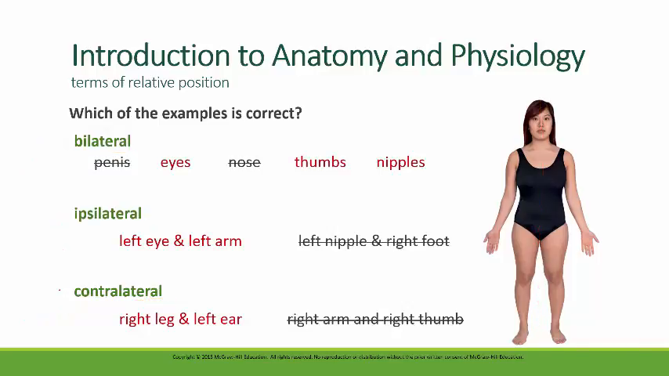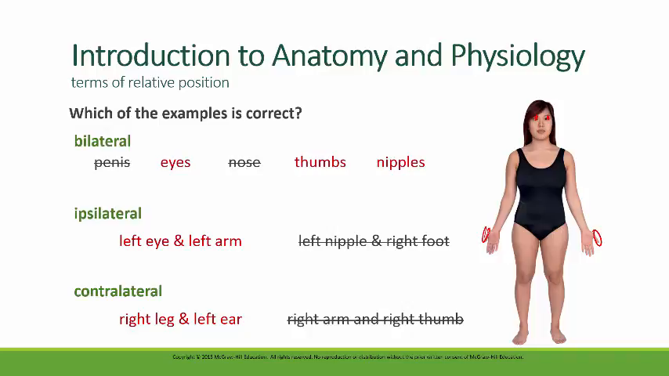So the eyes, the thumbs, and the nipples are all bilateral because we have eyes on both sides of the head, we have thumbs on both sides of the body, and I'm not going to draw in her nipples. That would be inappropriate, I think, but you can imagine that, of course, they are there, and they are found on both sides bilaterally. The penis of a male would not be bilateral. There's only one of them. The nose is the same thing, only it's not bilateral.